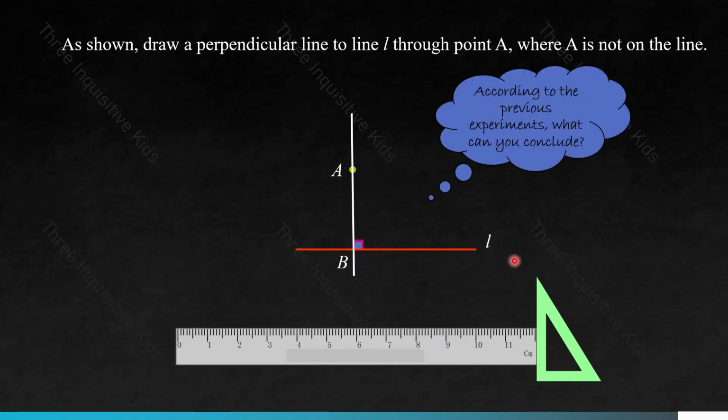Again, the same question. How many lines can you draw to line L this way? Again, there is only one because of that point that you have to cross through. The point fixes the direction that the perpendicular line is coming at, and the definition of the perpendicular line fixes the angle that it's coming in at. According to the previous experiments, what can you conclude?